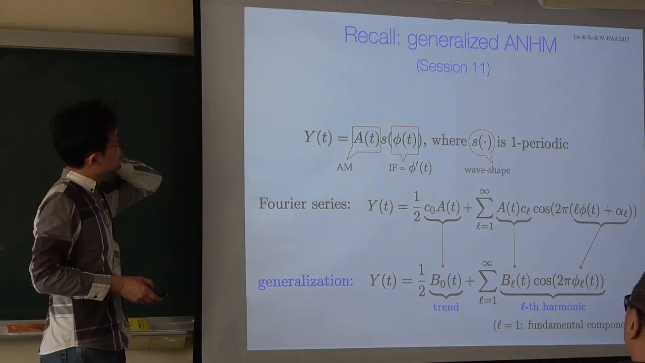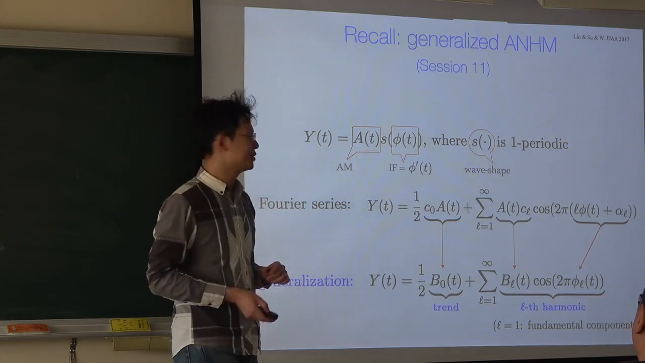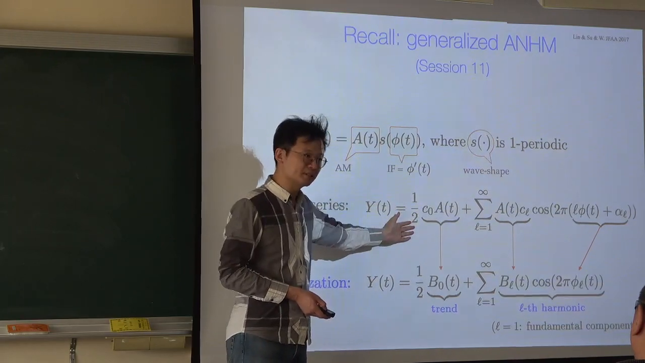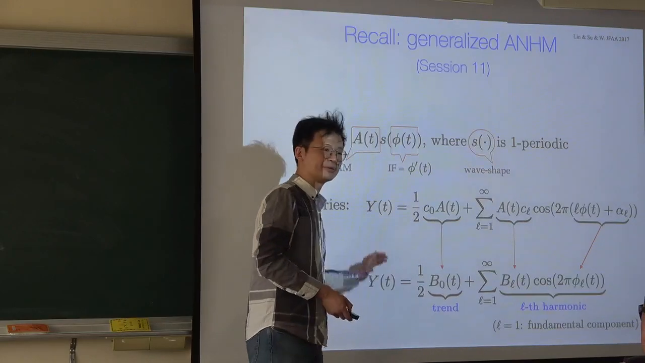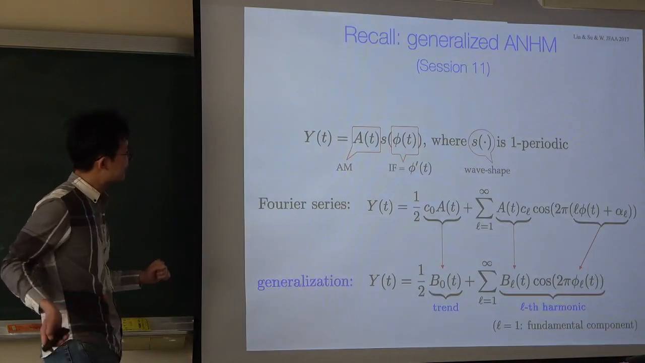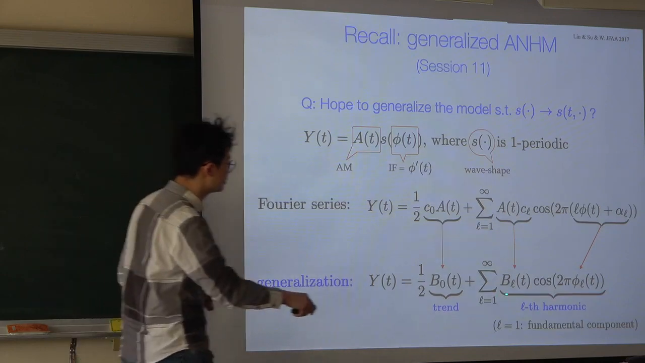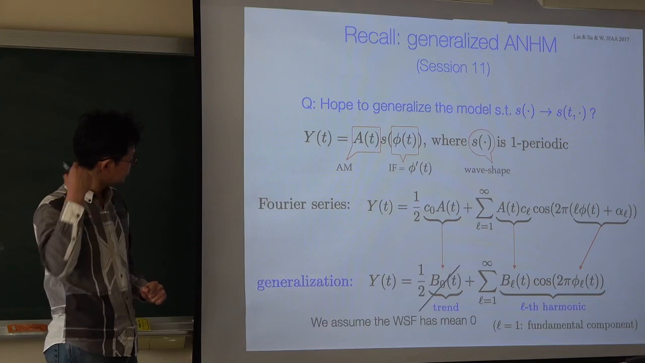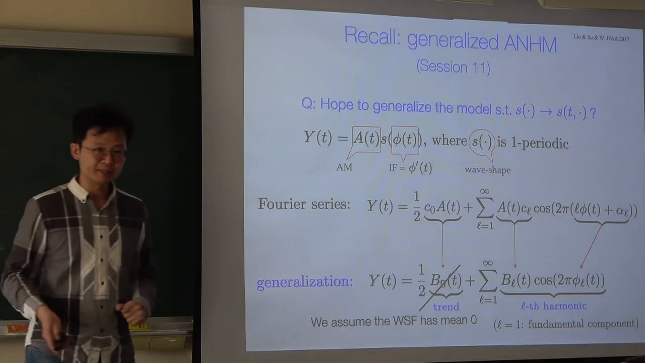So we discussed this generalized adaptive non-harmonic model, and the basic idea is nothing but rewriting the model in the Fourier series, and in the Fourier series model, you try to do generalization by making everything time varying, so that you capture time varying wave shape function, and we still call this the harmonics and so on, fundamental component. Yes, and we usually assume that the wave shape function has mean zero, if you recall it.